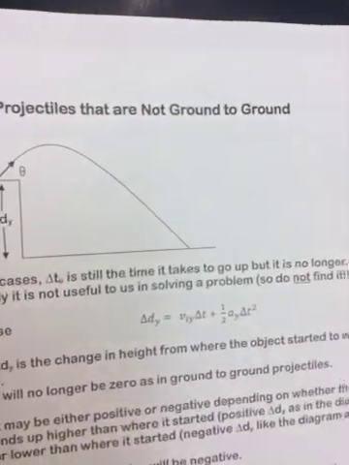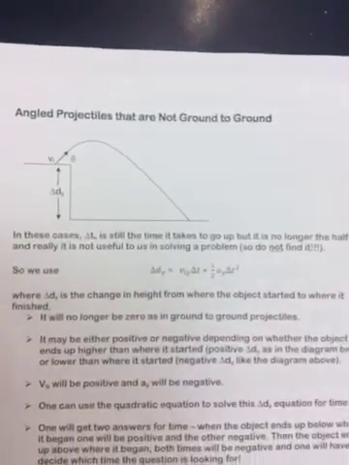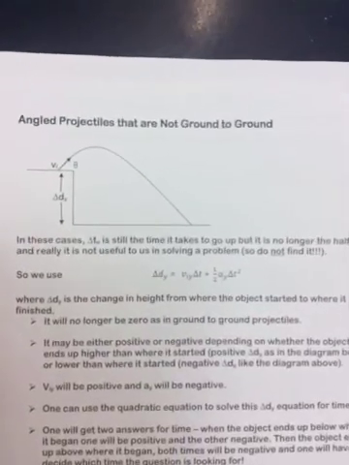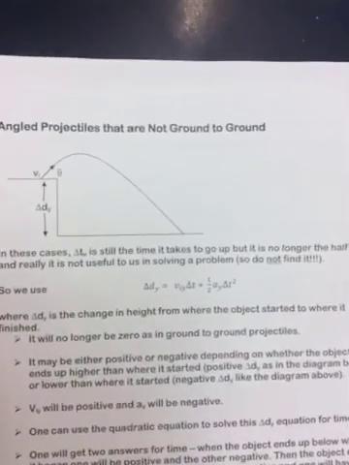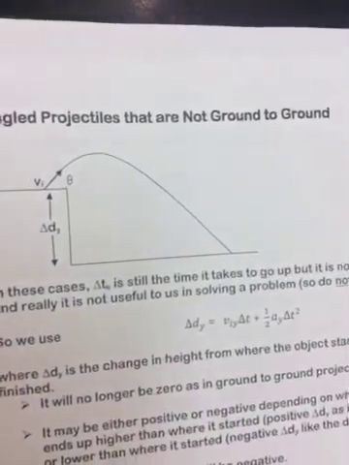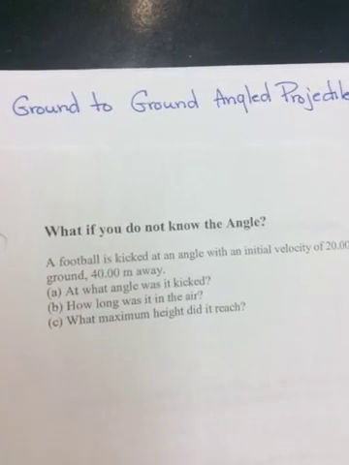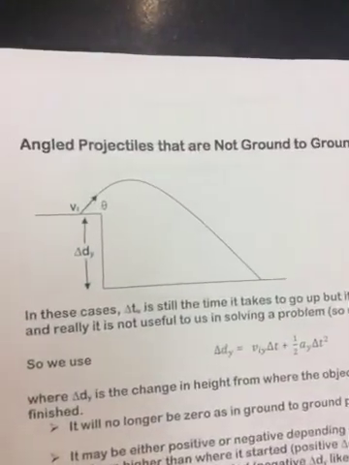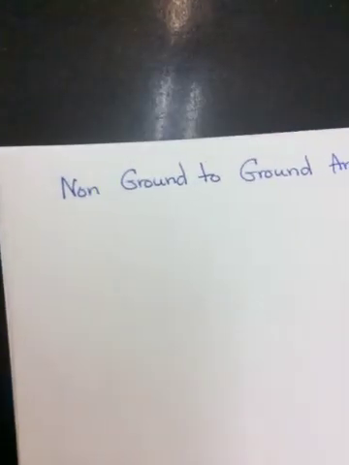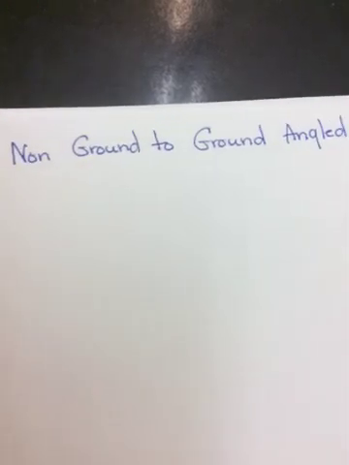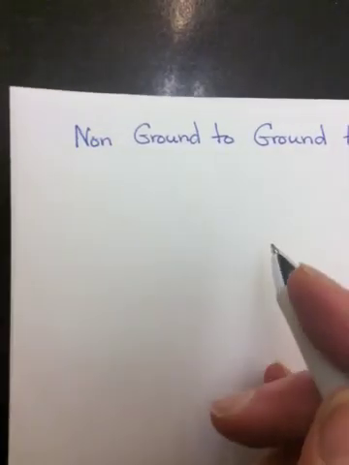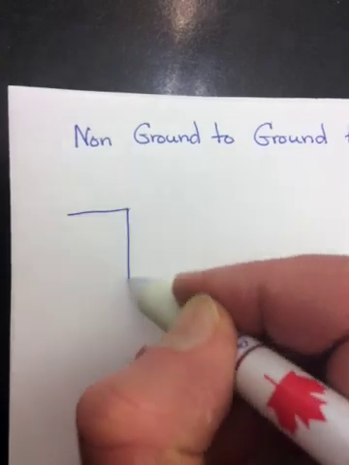Okay, so the one new piece is this sheet of notes that I gave you yesterday. It's entitled Angled Projectiles That Are Not Ground to Ground. It's on the back side of the question we did yesterday, what if you don't have the angle? Okay, so it's time to look at angled projectiles that aren't ground to ground. We did the angled ones that were ground to ground. So the ones that aren't ground to ground are going to have two options.